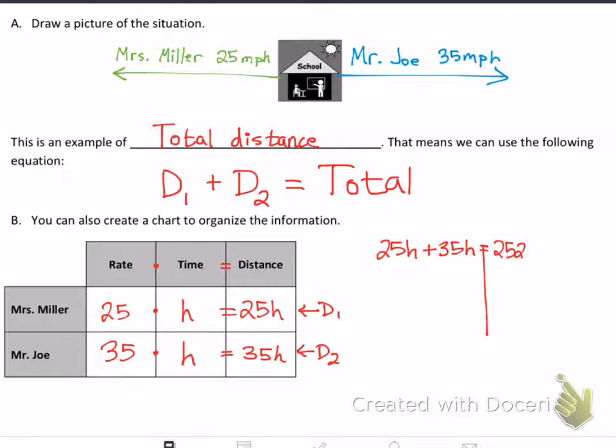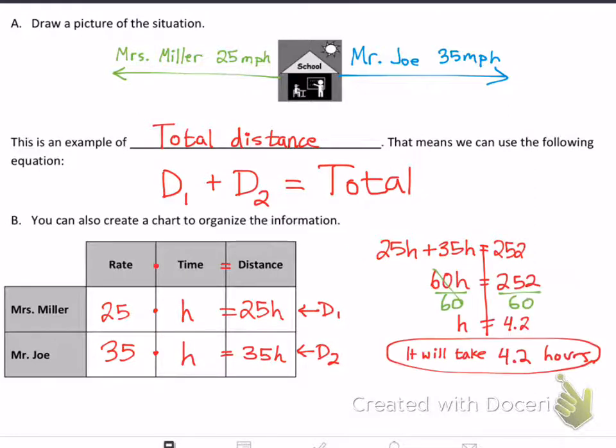But the most important thing is that you understand the setup of the equation, because solving the equation is very easy. So make sure you understand the setup. If you don't, pause, take a moment, and then rewind a little bit just to kind of gather your thoughts of why total distance makes sense like this. So after solving it, we see that it will take 4.2 hours for them to be 252 miles apart. So that's an example of total distance. Let's move on to the next example.